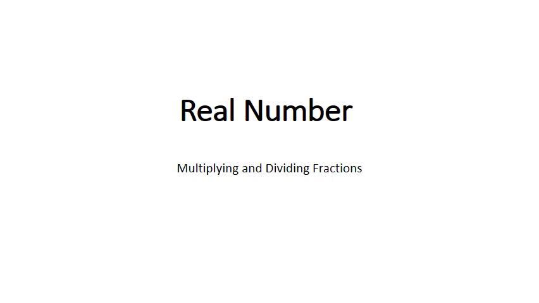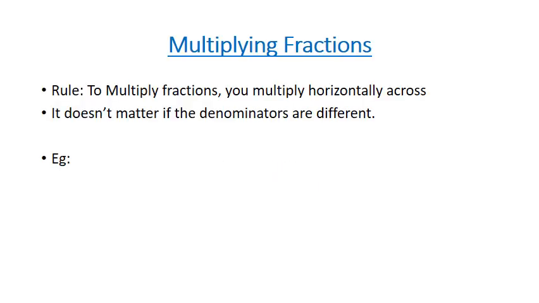Okay, so this video tutorial is going to look at the mathematical strand of real number, and more specifically we're going to focus on multiplying and dividing fractions. So when we're multiplying fractions, the rule is you basically just multiply the numbers horizontally across, and it doesn't particularly matter if the denominators are different. That's only when you're adding and subtracting.